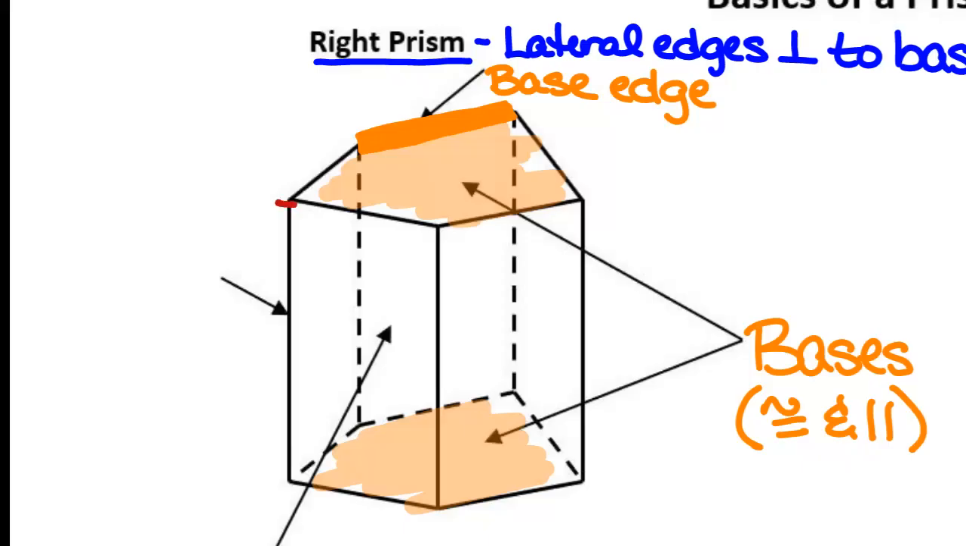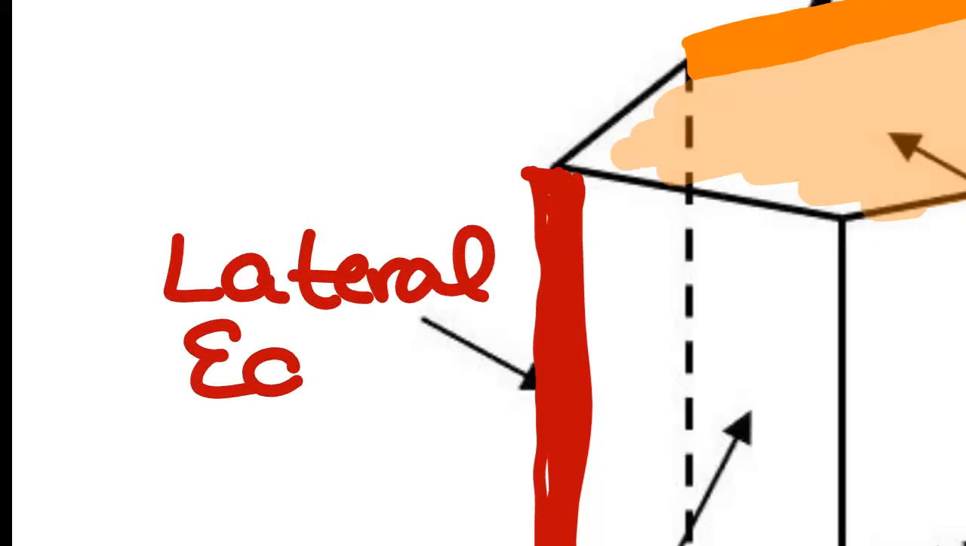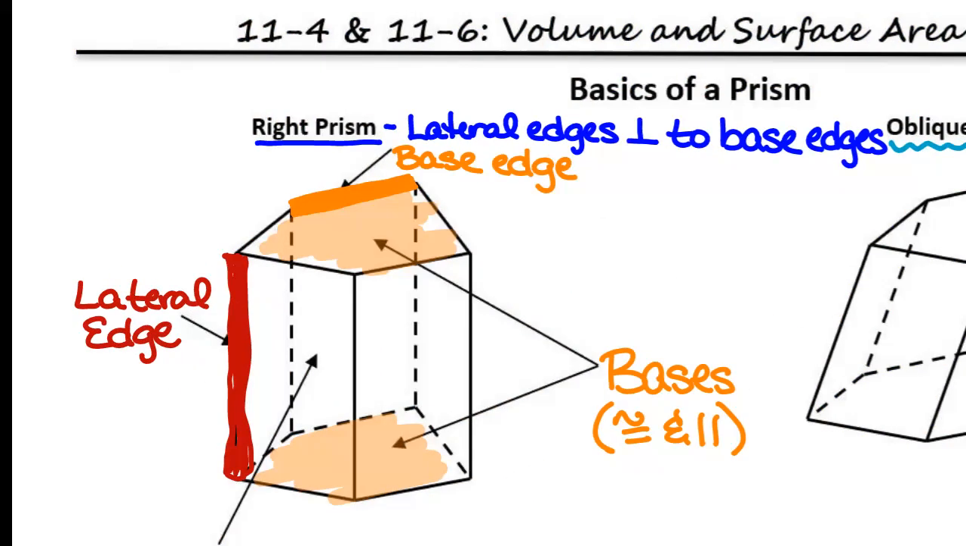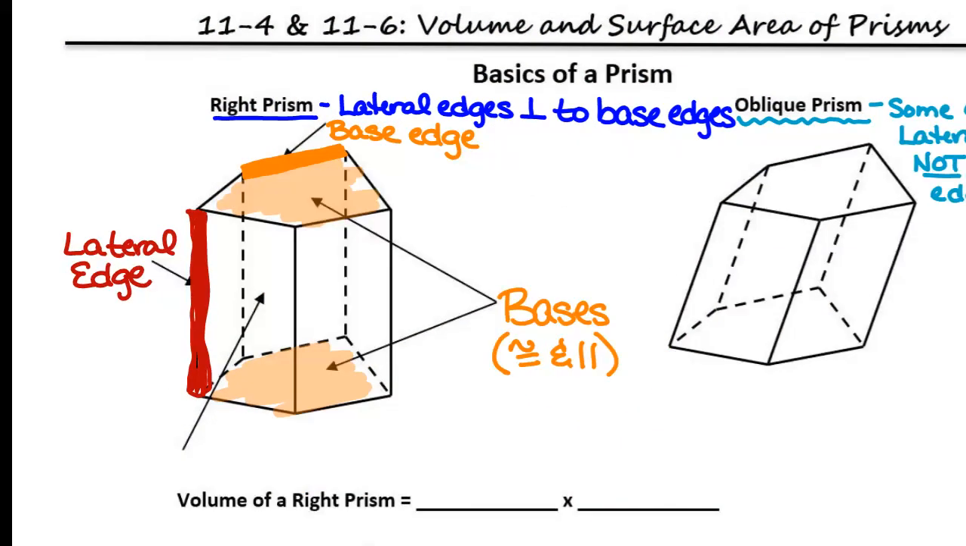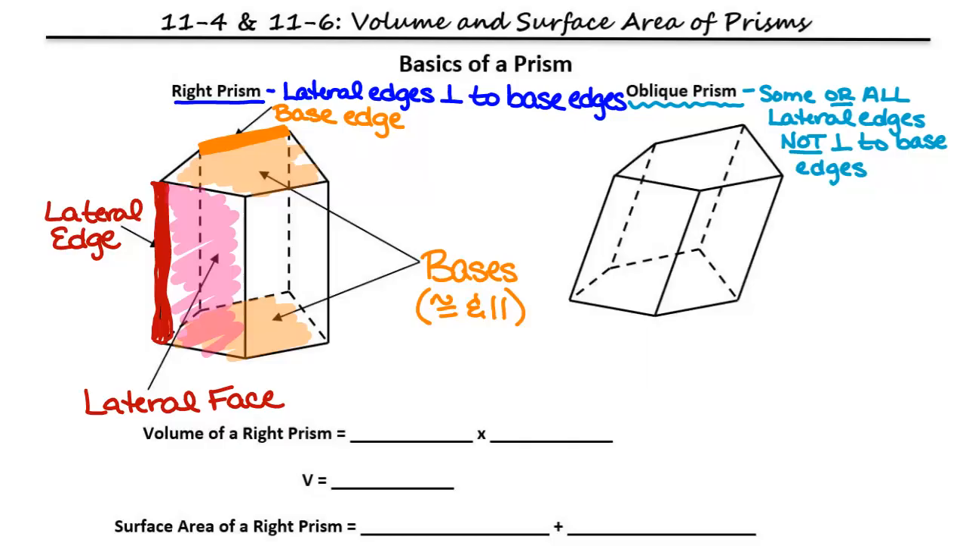Over here on the left, the far left arrow is pointing to this edge right here. This is a lateral edge. It is an edge on a lateral face. This right here is a lateral face. The lateral face and the lateral edge touch both of the bases.